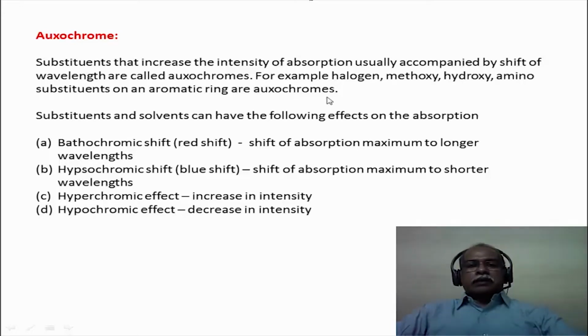The auxochrome essentially shifts the wavelength of the transitions by altering the energy levels, thereby increasing or decreasing the wavelength of the electronic transition that we deal with. Substituents and solvents can also have the following effect on the absorption.